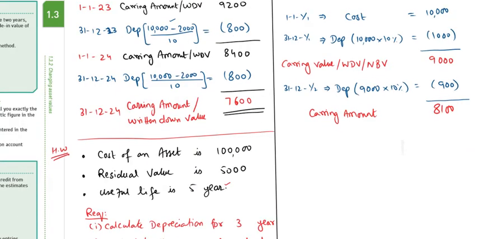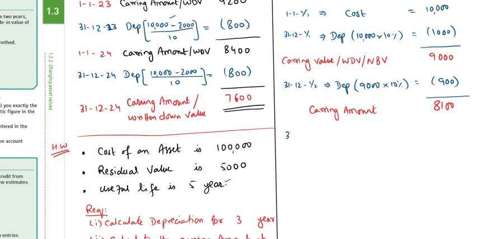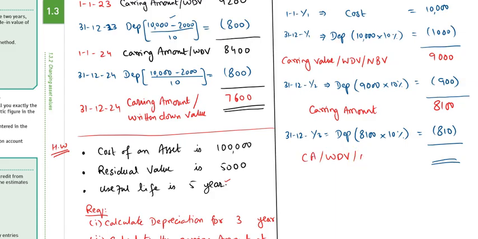Now at the third year, that is 31st December year 3, again calculate depreciation. Now we will calculate depreciation on 8,100. 10% of 8,100 is 810. If we subtract 810 from 8,100, we get the carrying amount at the end of the third year. So here is the written down value, also called carrying amount, and also called net book value. What is the value? Yes, can you tell me?